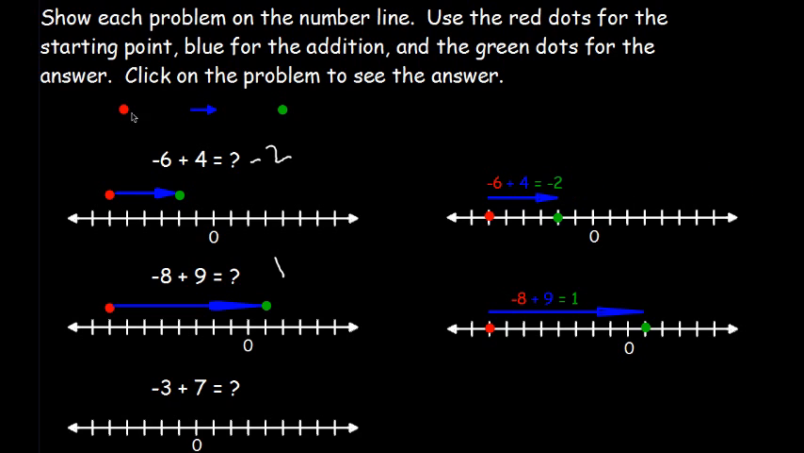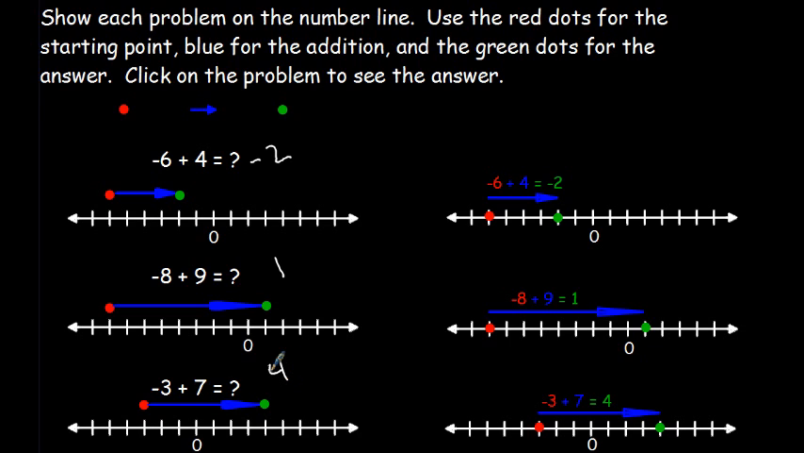And our last one, we have negative 3, so 1, 2, 3. So we're right there. And we're going to have our arrow, which is for the plus 7. We're going to move that 7 places, so 1, 2, 3, 4, 5, 6, 7. And that's where we're going to end up. So that's 1, 2, 3, 4. So I'm going to say that negative 3 plus 7 is 4. We'll check it. Nice job. So that's how we graph it using one line when we're adding a positive number.